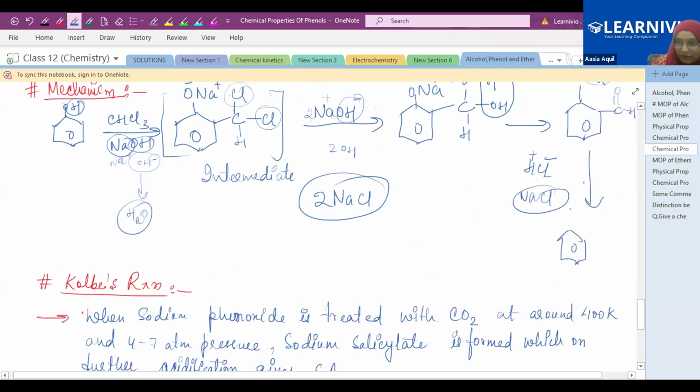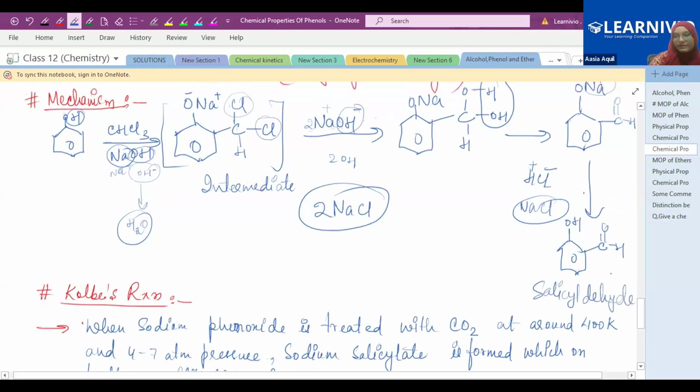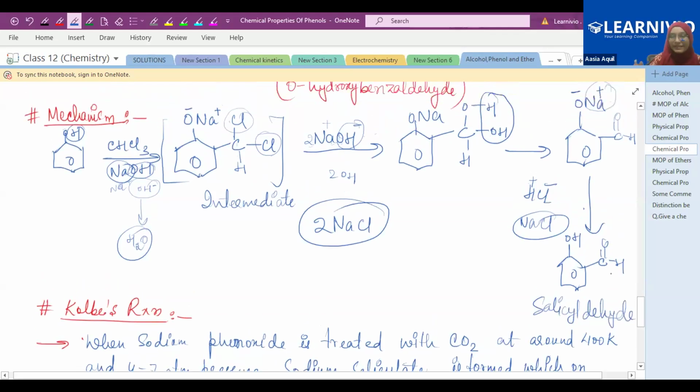Salicylaldehyde. This is an OH, and here on the ortho position there is an aldehyde. So this is your ortho-hydroxybenzaldehyde, or you can say salicylaldehyde. So that's the step. So that's the whole mechanism. Step by step, you should know what's going on, and that's how you have to write it down in your exam.